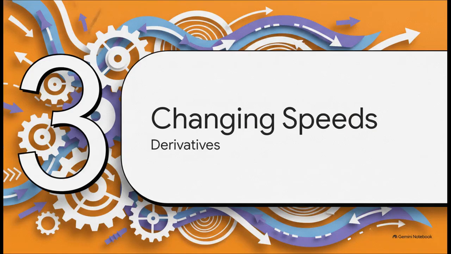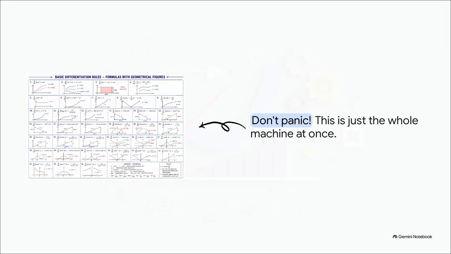Okay, now it's time to fire up the engine. Let's talk about derivatives and changing speeds. Now, if you open any calculus textbook, you're probably going to get hit with a terrifying wall of like 36 basic differentiation rules. Listen to me, do not panic. What you're seeing is just a diagram of the entire machine all at once. We're going to triage this. We're going to ignore almost all of it for now, because honestly, you don't need to memorize a giant parts list just to drive a car.